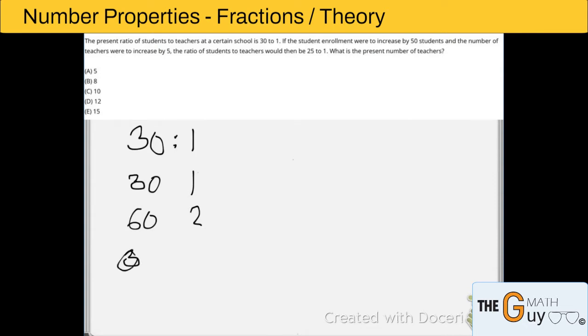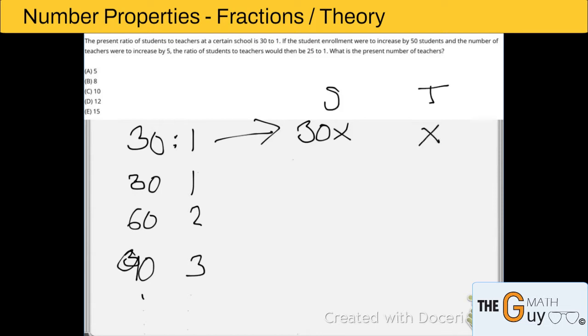Students could be 90, teachers could be 3, and so on. So ratio is basically the simplest form; we are looking at common multiples, like the multiples of 30 and 1, so it could be anything, right? So we don't know the actual number. If the student enrollment were to increase by 50 students, what you would do to handle this kind of situation is you would let the number of students be 30x, and therefore the number of teachers is x.